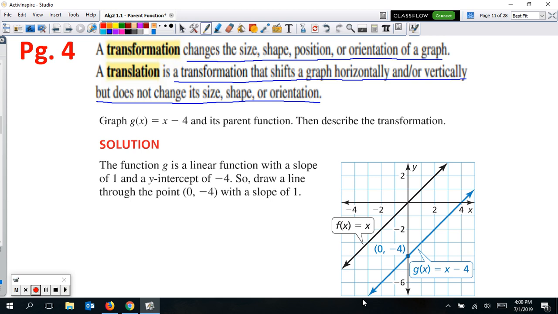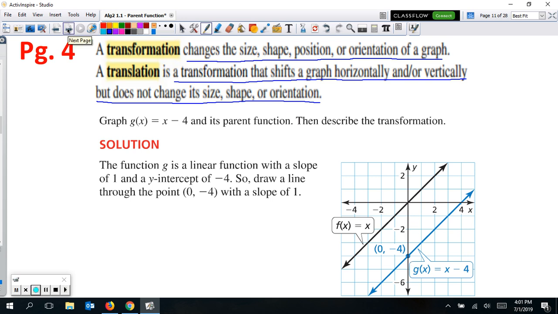Still the same slope, okay? It's still the same slope because the transformation is only going to change its position. By changing the slope, that would change something else that's not a translation. So slope would not be a translation. Only changing the y-intercept there, putting a y-intercept on that graph, is going to change its position.